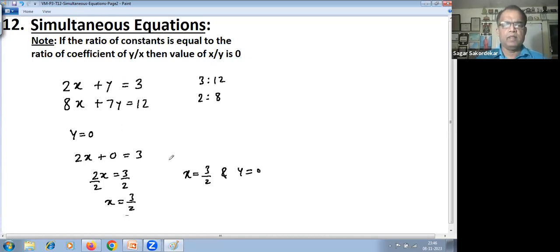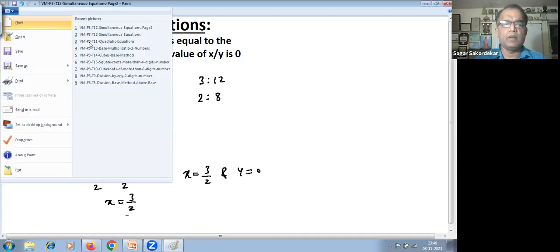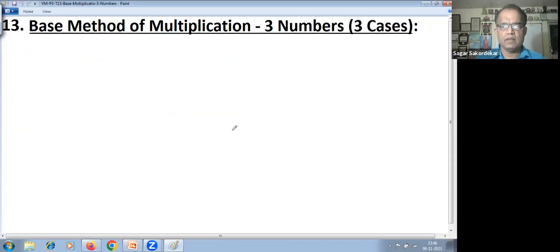Okay. So that completes our 12th topic, simultaneous equation. Let's go to the next topic, topic number 13. That is Bayes method of multiplication, three numbers, three cases. So Bayes method of multiplication we have studied earlier in part 2. That was for two numbers. Now we are extending it for three numbers. And there are three cases.